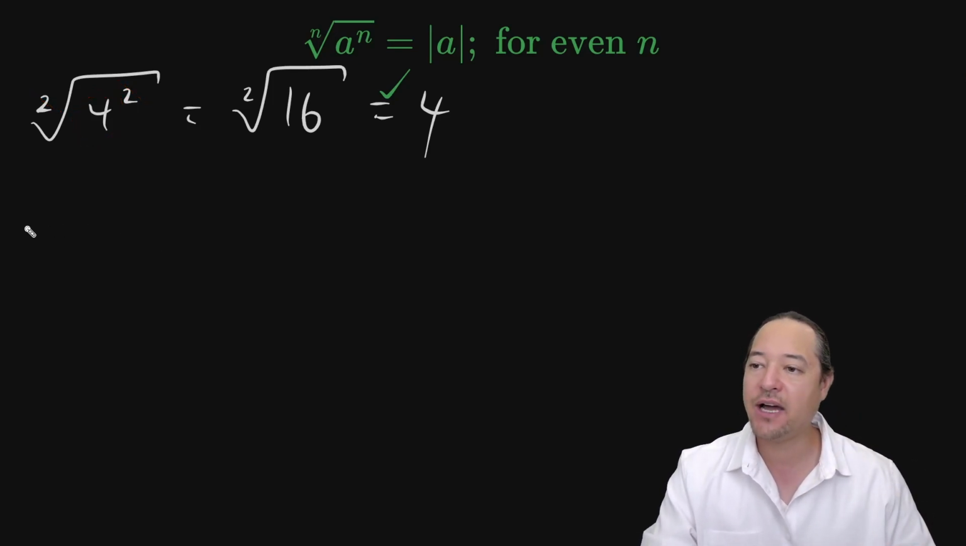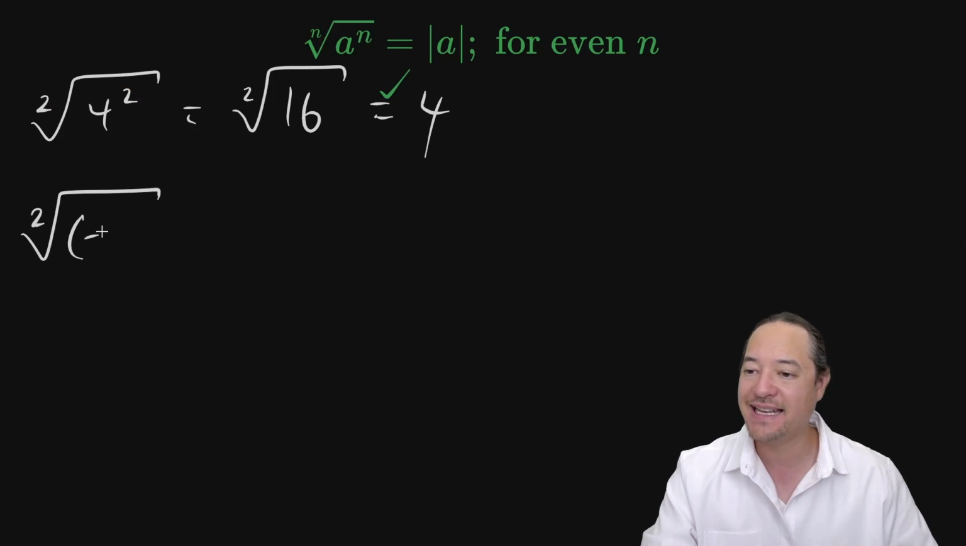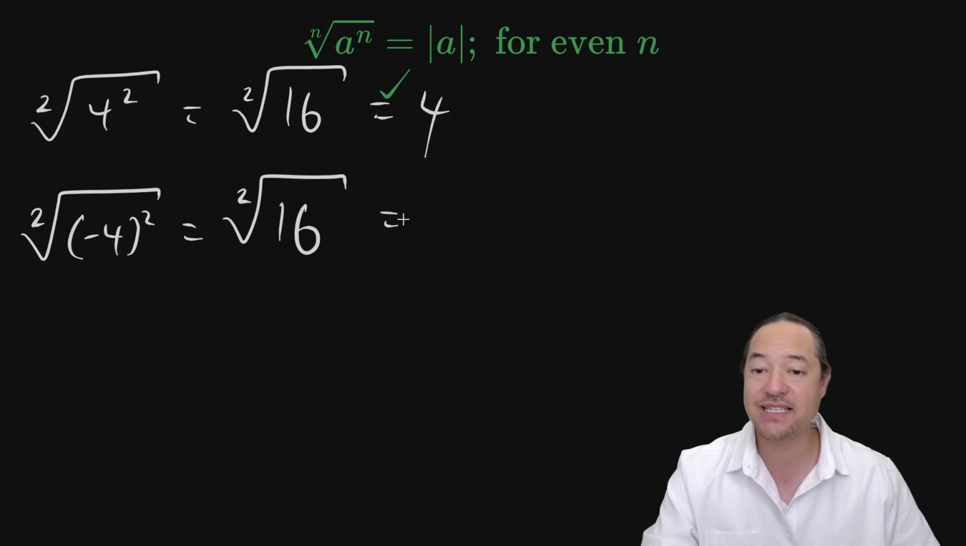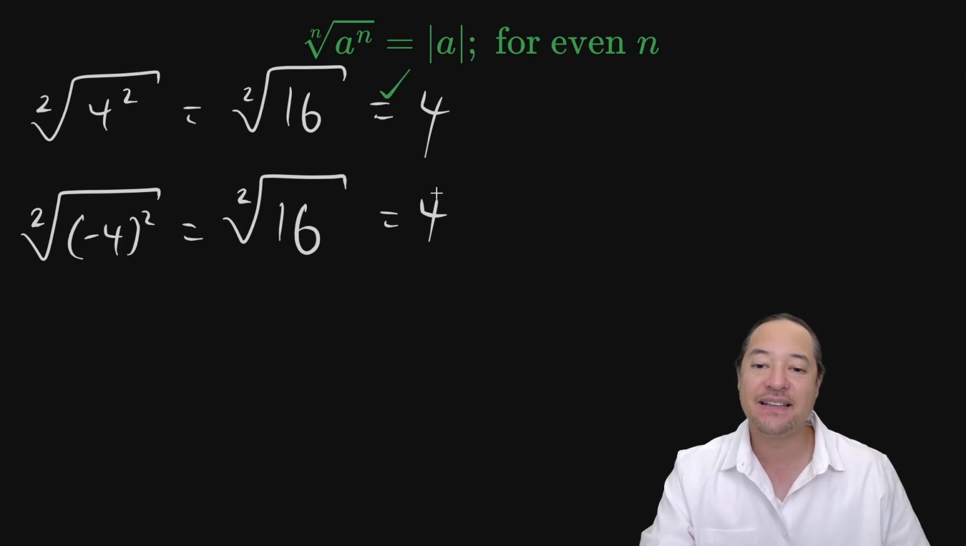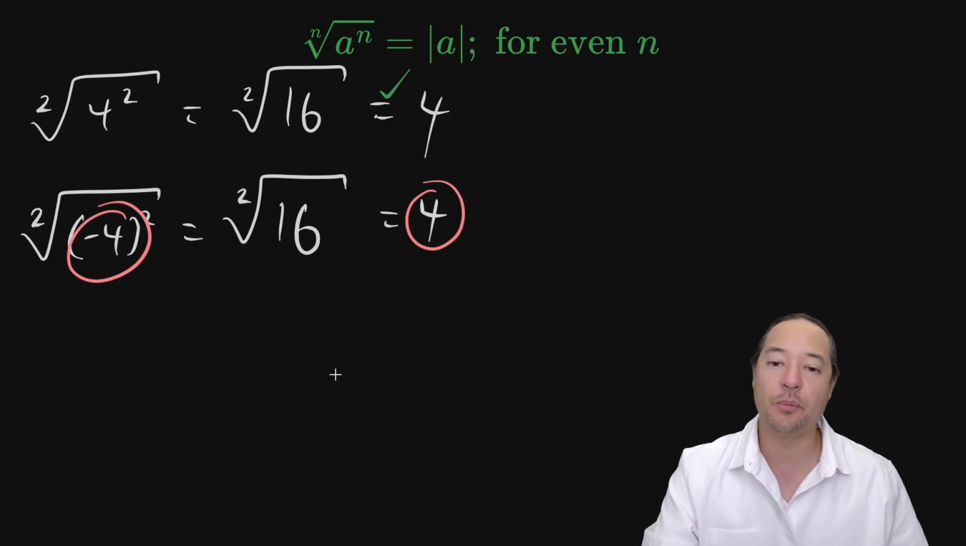But let's try it now with a negative number, okay? So if we take the square root of negative 4 squared, okay, now what do we get? Well, negative 4 squared is positive 16. So now we're getting the square root of 16 again, and the square root of 16 is positive 4, right? And so there is no way for us to get the negative 4 back out here, right?